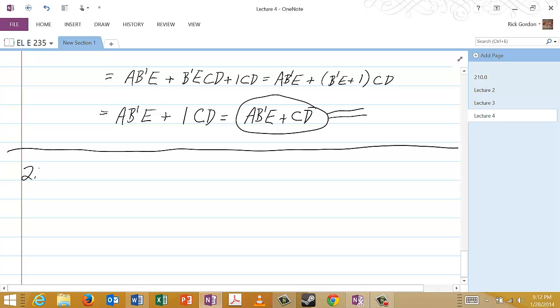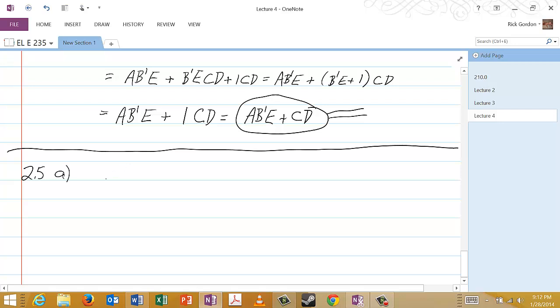Let's look at problem 2.5, where the direction says to multiply out and simplify to obtain a sum of products. We can understand what multiply out means for sure, and simplify. Let's look at those two first, and then we'll talk about this terminology, sum of products. So let's look at A.